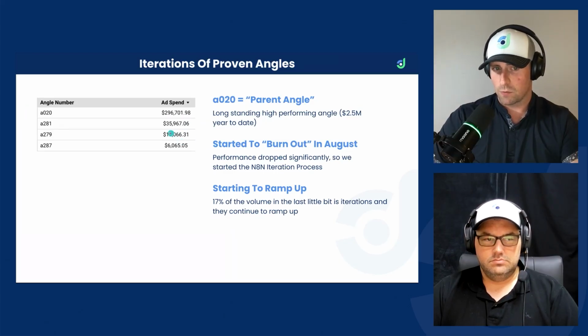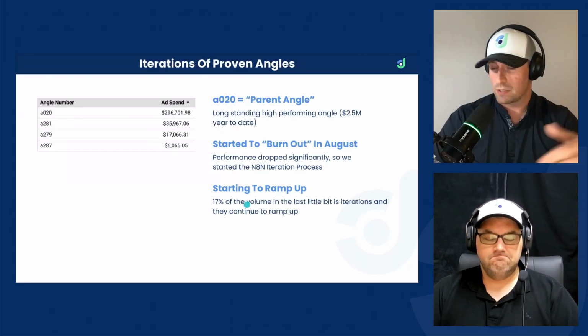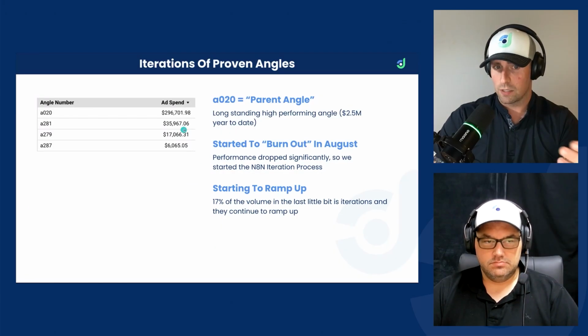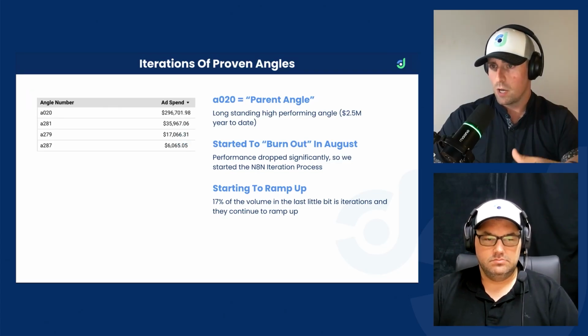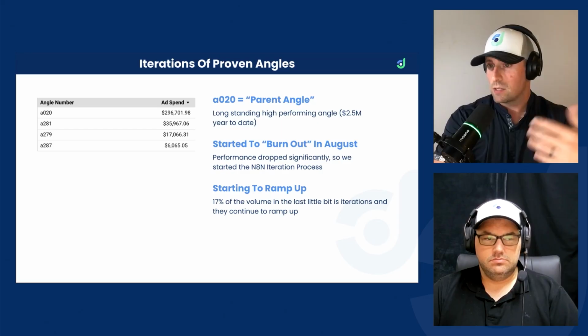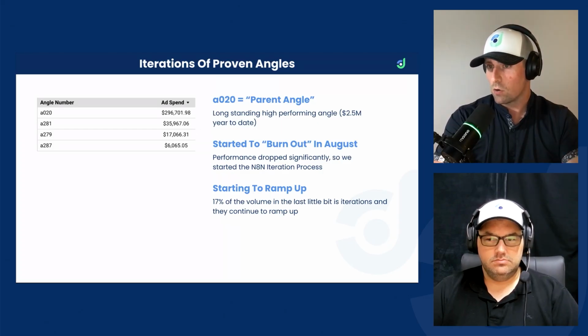And you see here, we have 3 ads that in this window started to ramp up. They were 17% of the volume in that last little bit, and they've continued to ramp. Ross, I believe our highest spender is at like $3,000 a day now. So it's $90,000 a month replacing this. And we've just done this with our top performing angles over and over and over. So we can continue to replace as well as add to what's already working.